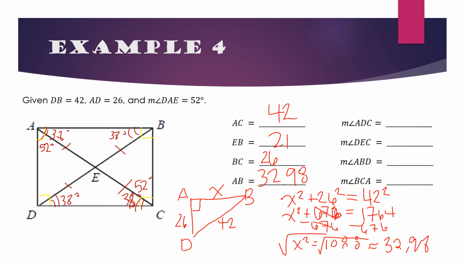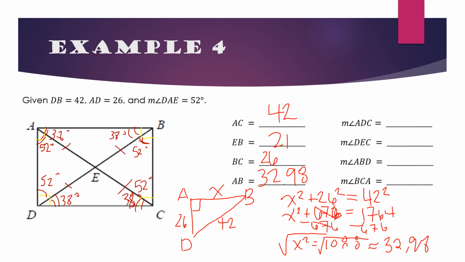And then you have the two triangles on the side. AED is an isosceles triangle, so that means angle EAD and angle EDA are both going to be 52 degrees. And then on the other side, angle EBC is going to be 52 degrees, as well as ECB. So you have all these, you have two pairs of congruent isosceles triangles.